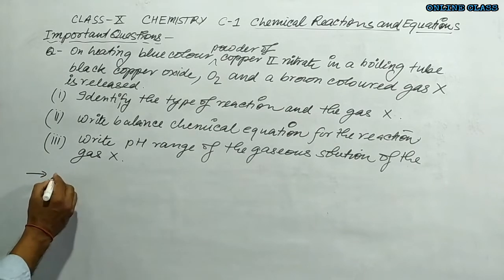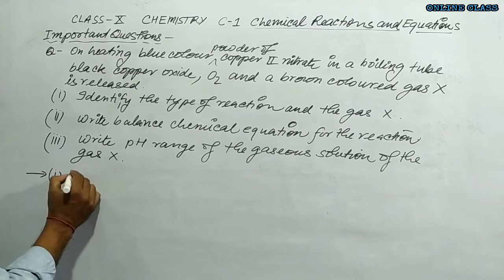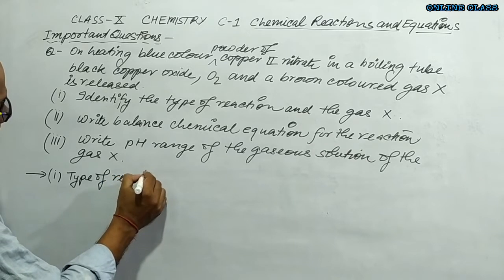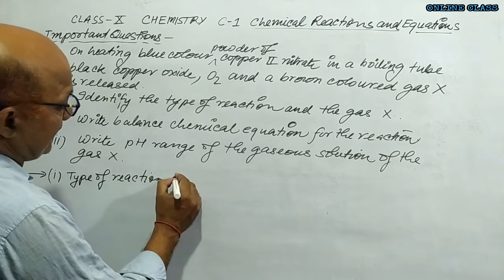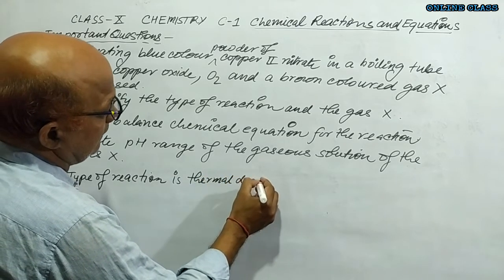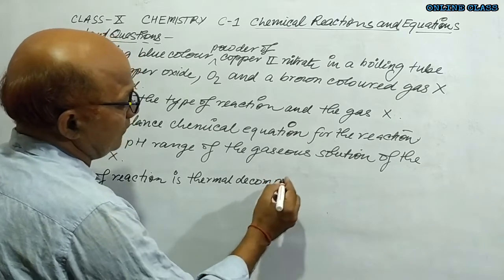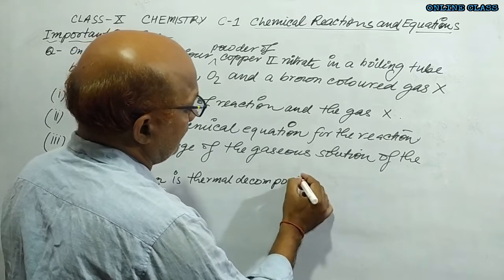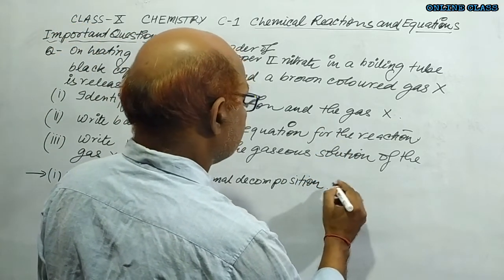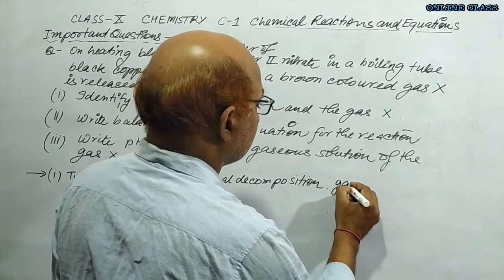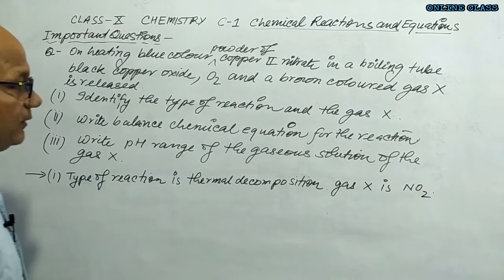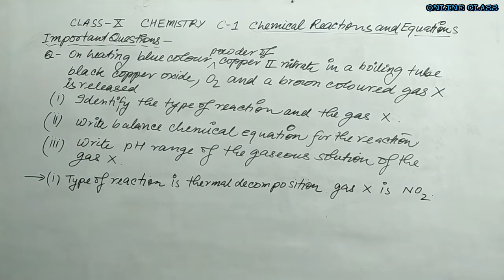So the solution is, in the first part, the type of reaction is thermal decomposition, and the gas X is NO2, nitrogen dioxide. Write the balanced chemical equation.